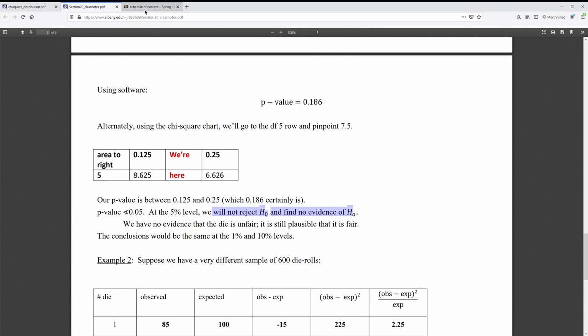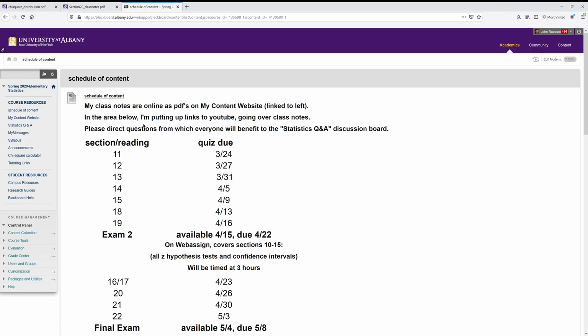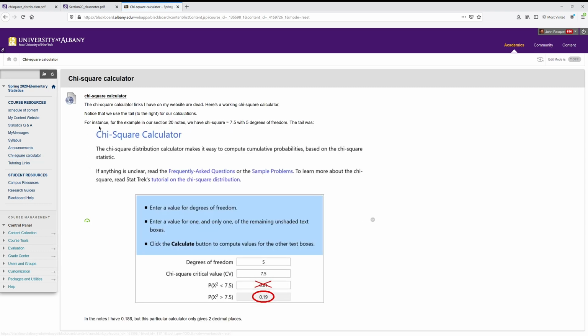Now, if you do want to use software to compute these, there is a chi-square calculator that will actually work for the moment on my Blackboard. So go here to the chi-square calculator link. It should be described. This might be a little bit confusing. You can click on the header at the top here, and that'll take you to the actual calculator. That's a little unfortunate, but this is supposed to be a hyperlink here. This just details how the calculator works.